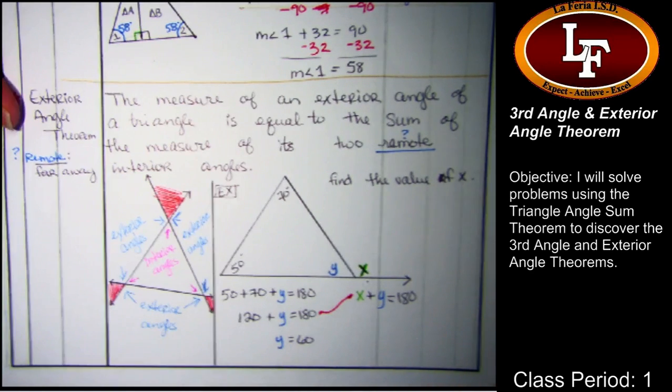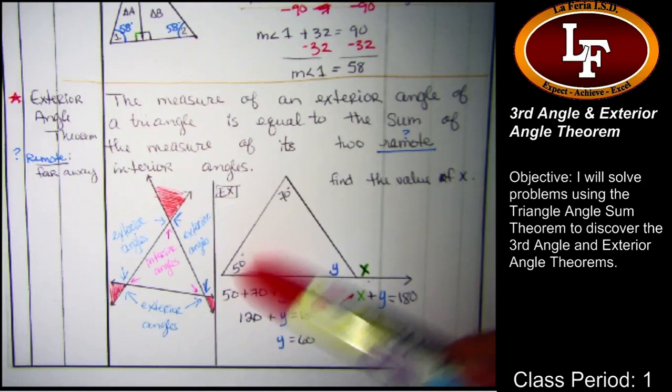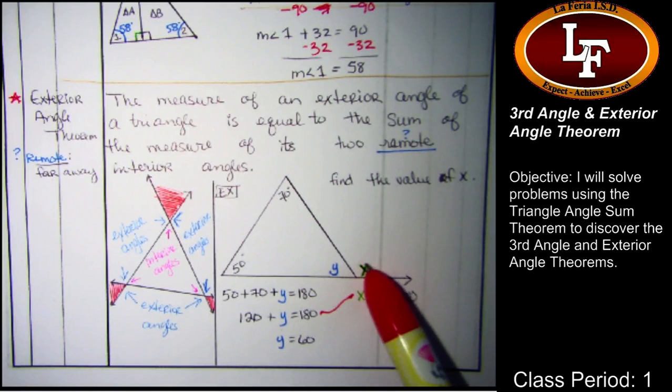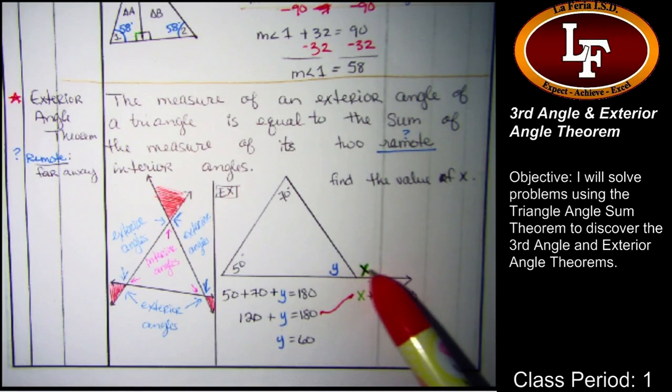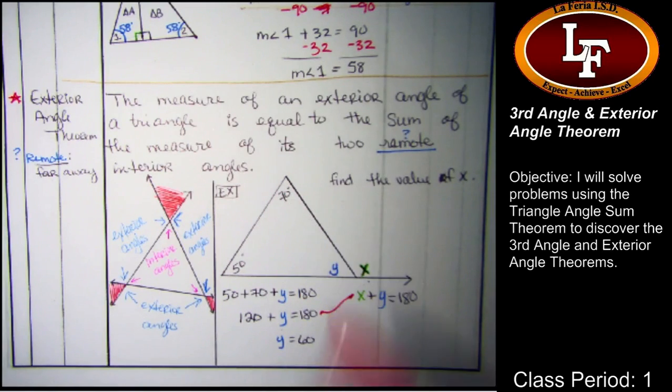Okay? If you're given a lot of letters and numbers here, and letters and numbers here, this idea still works. The measure of this angle out here is equal to the two far away inside angles added together. That's it. Those are your shortcuts.